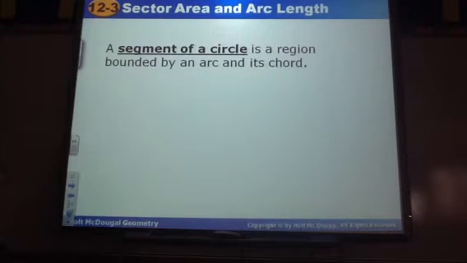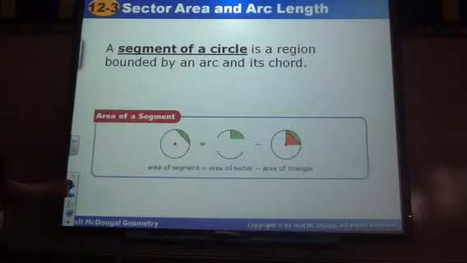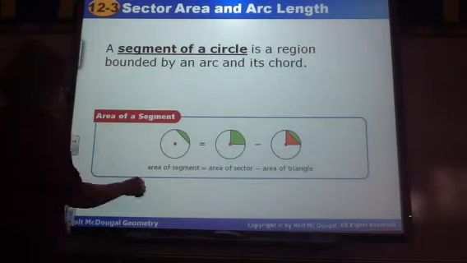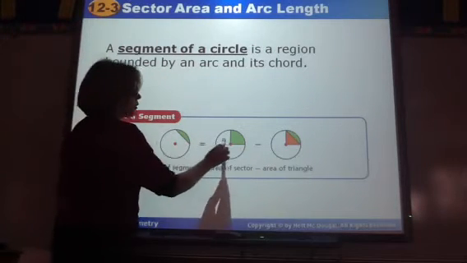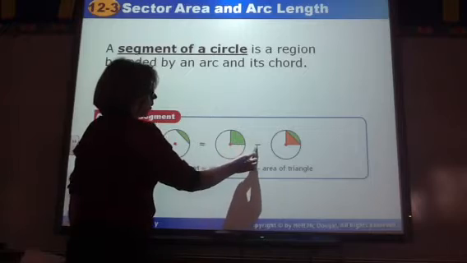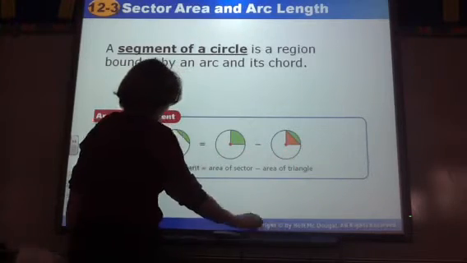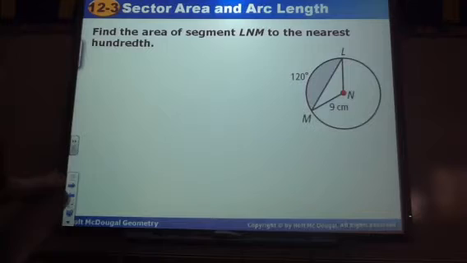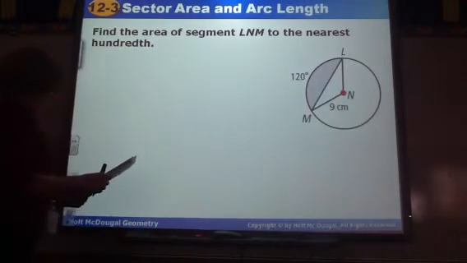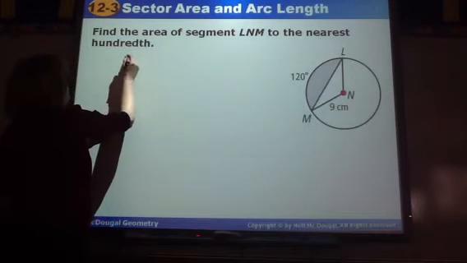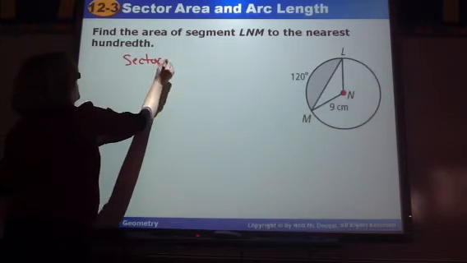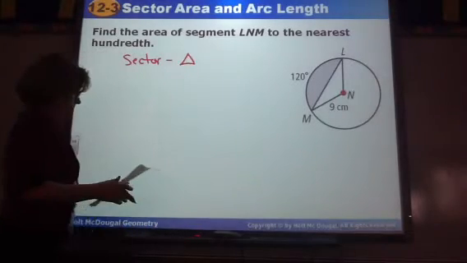Alright, a segment of a circle is a region bounded by an arc and its chord. Okay? So a segment is this green area. And to find the area of that segment, you take the area of the sector and subtract out the area of that triangle. So let's apply this. Okay, so we have the sector, and we need to minus the triangle.